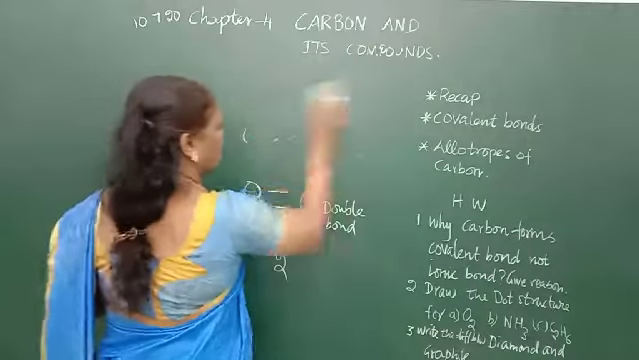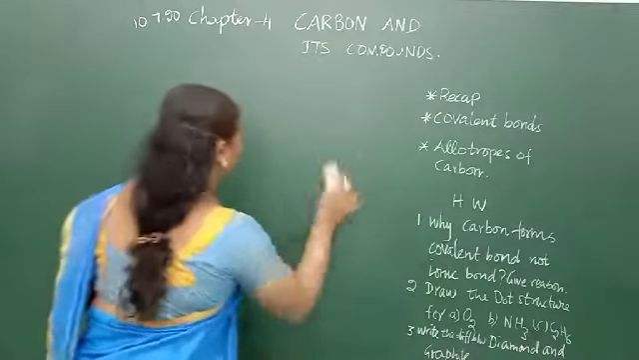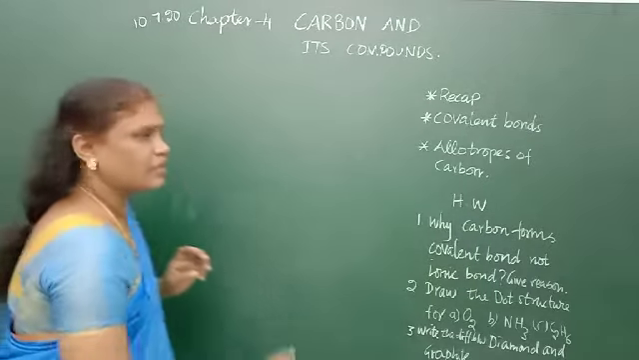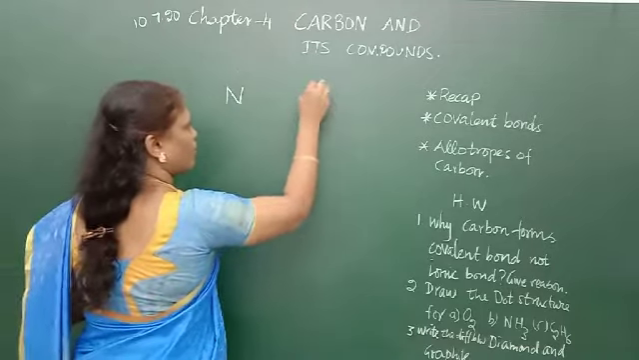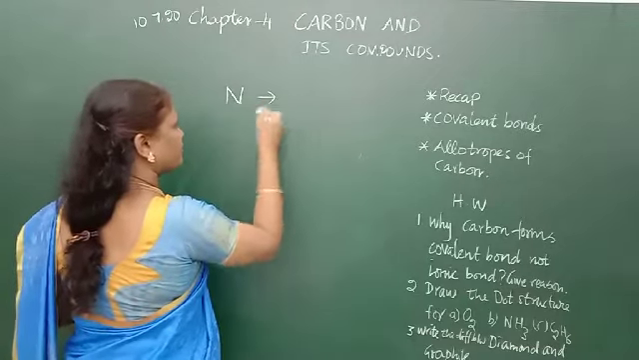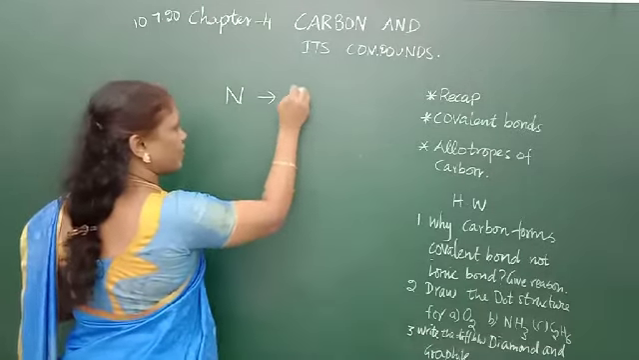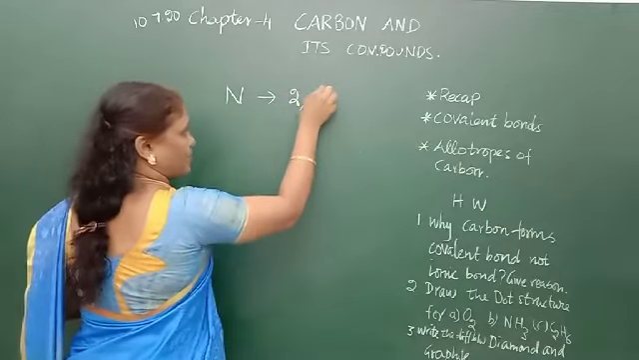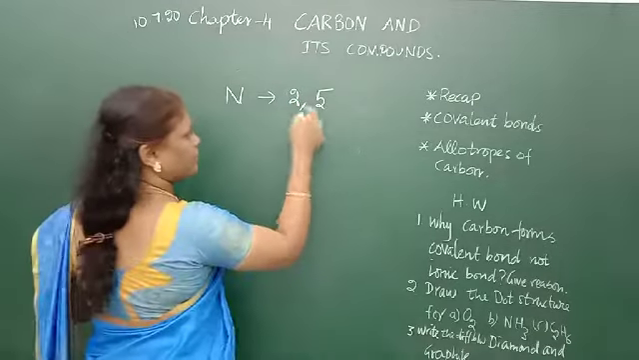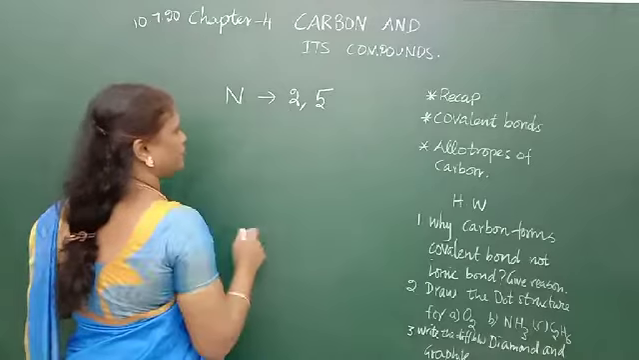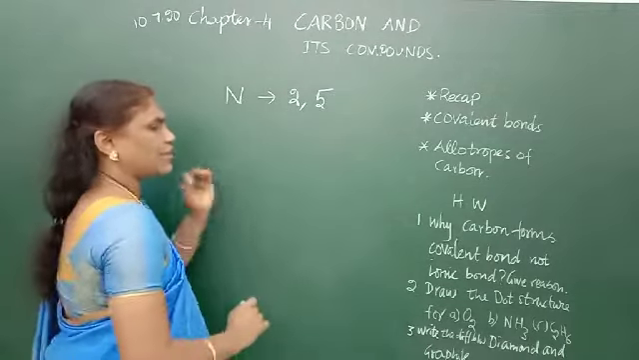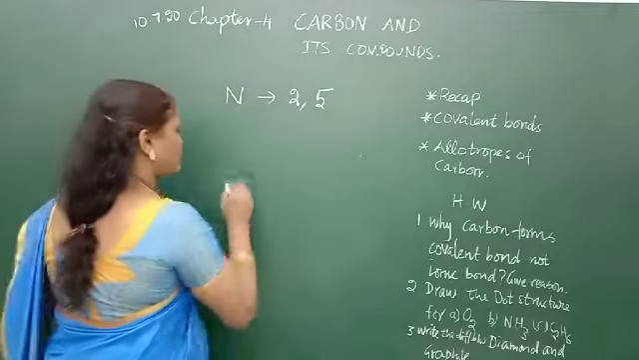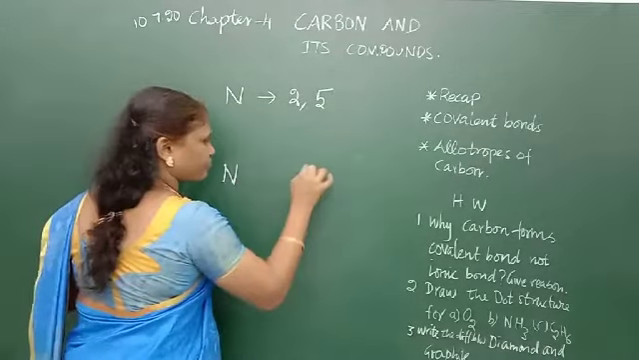Let us see the nitrogen molecule. Nitrogen. Okay. What is the symbol of nitrogen? N. What is the number of electrons it has? 7 electrons. It is split into 2,5. Another nitrogen also will have the same. What is the valency? 3. They need 3 electrons. So what will they be doing now?